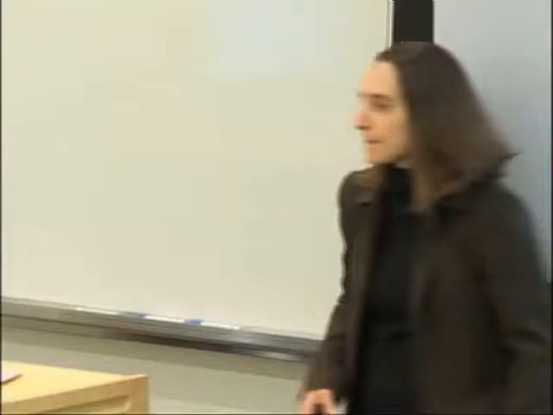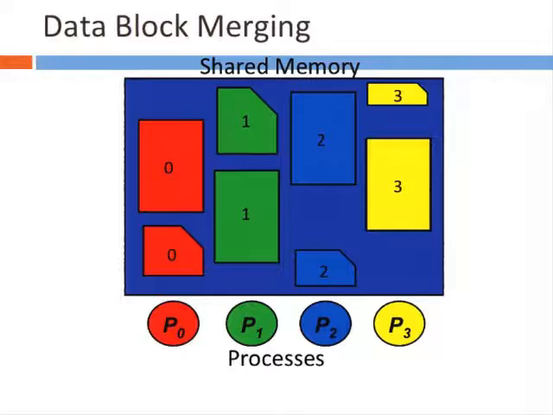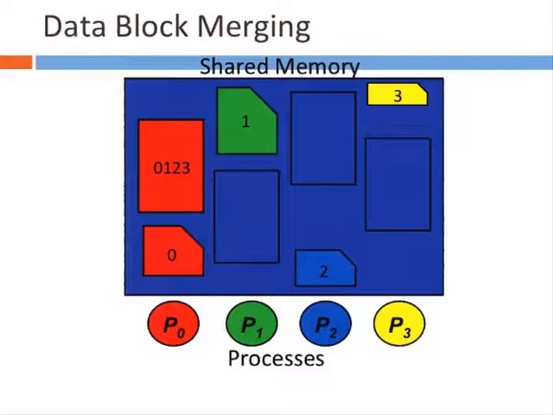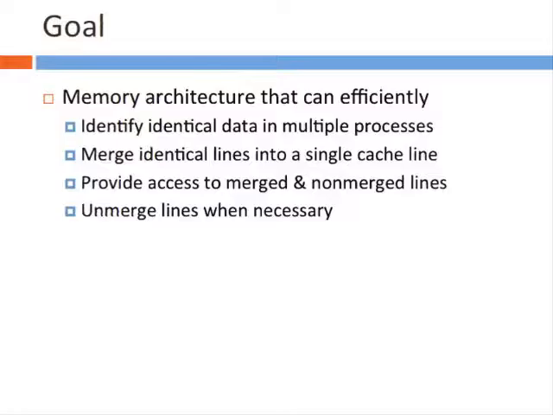So in an ideal world, we would have our four processes running. There's some identical data across them, and magically, we would merge that into one, and we would have all this extra cache space that we could use. Okay, so that's our large goal. So what we really want is a memory architecture that can efficiently identify the data that's identical across multiple processes, merge those identical lines, so we're going to be at the granularity of a cache line, merge those identical lines into a single cache line, provide access to both merged and unmerged lines, and unmerge the lines when necessary, when we're going to write to them.